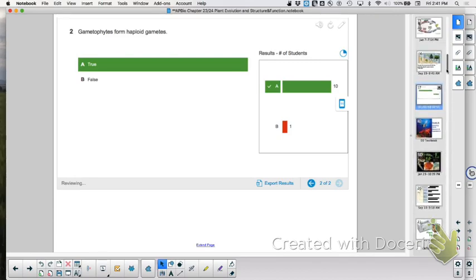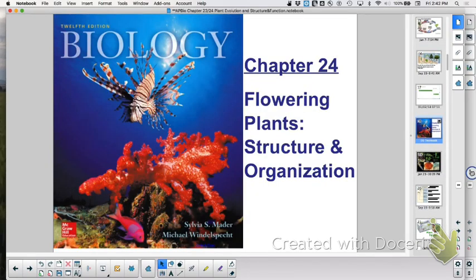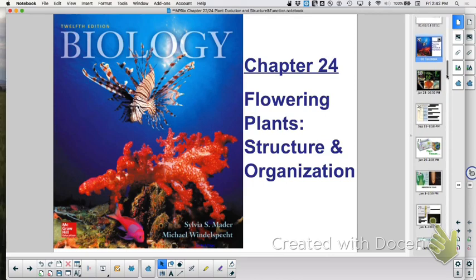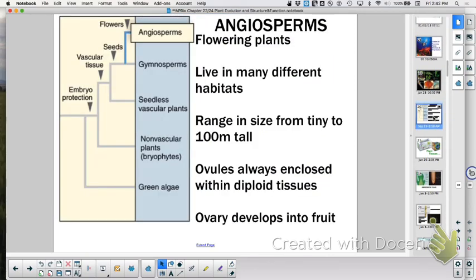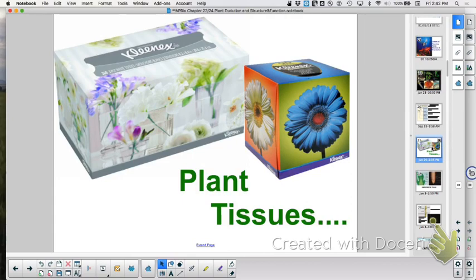Now, we moved on to chapter 24, specifically looking at flowering plants and their structures. And so once again, let's visit a cladogram. And you can see from here on up, protecting the embryo. Green algae did not do that. Okay, from here on up, non-vascular plants, like your moss. This would be like your ferns, gymnosperms, and we're focused now on angiosperms, flowering plants, with monocots and eudicots, and here are their plant tissues.